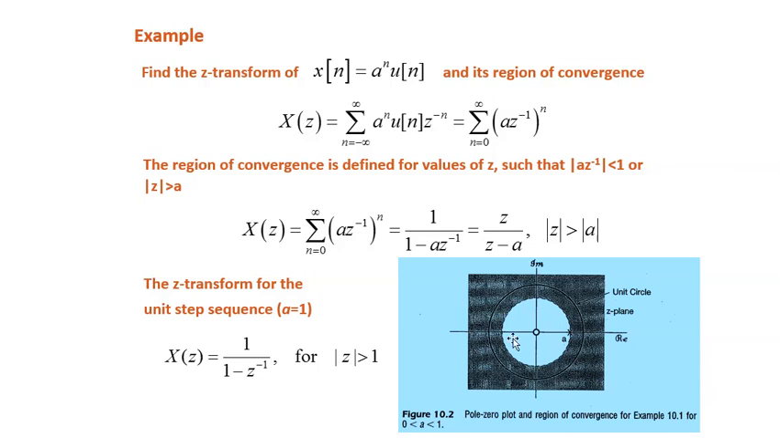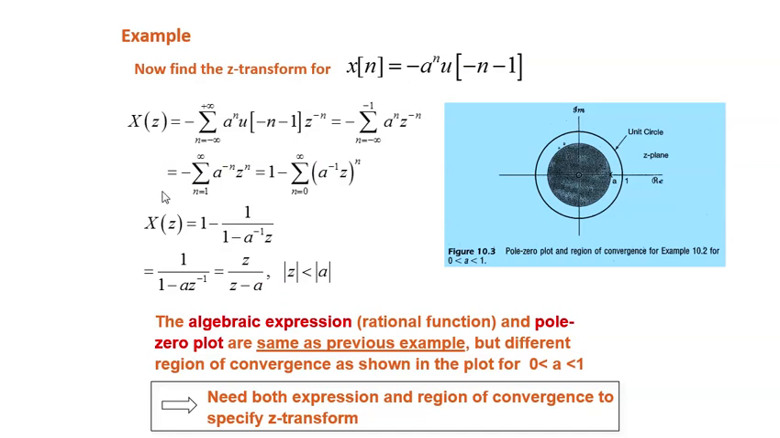I think here you can see, if you have a circle with the radius of a, for the values of z which are greater than a, this is going to work. But for the values where z is smaller than a, this is not going to converge. So here is another example.